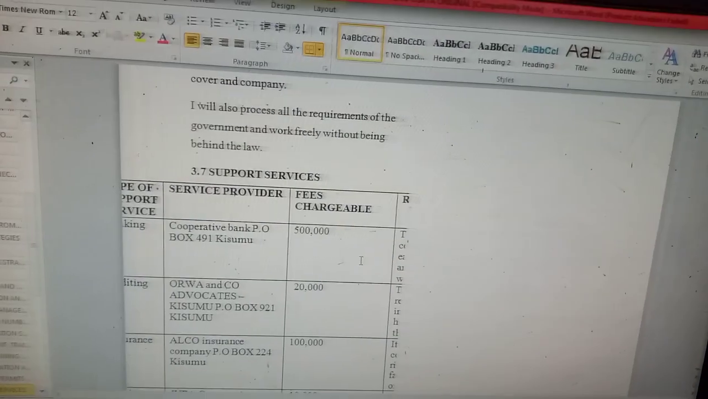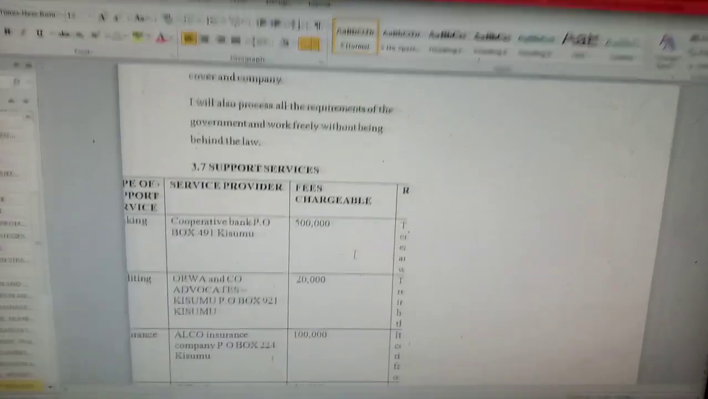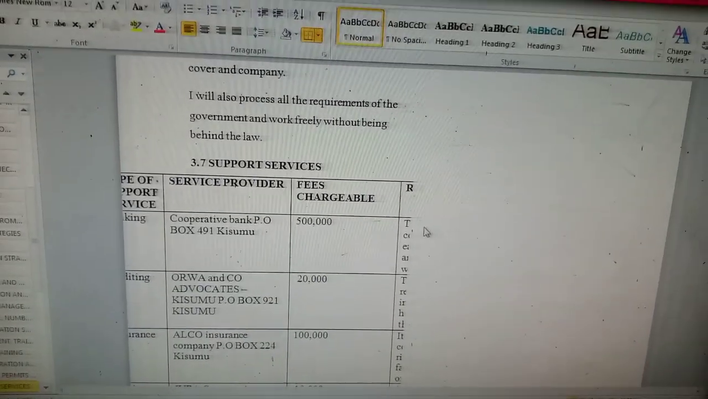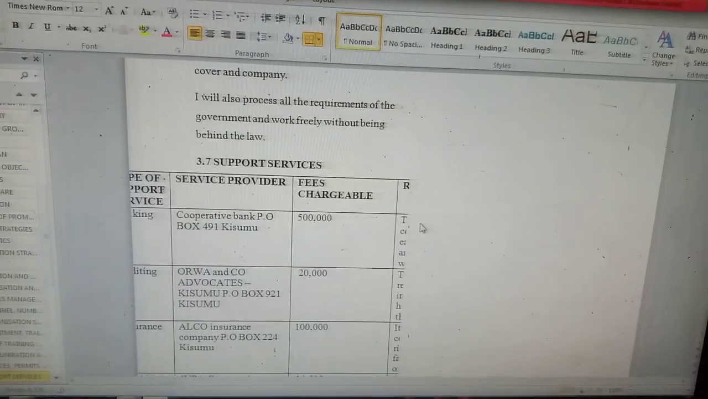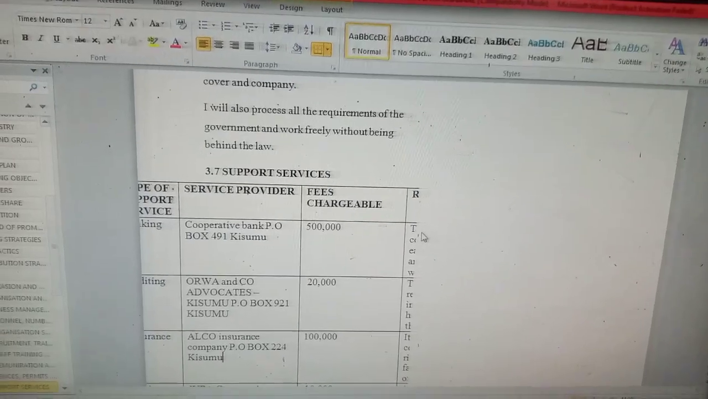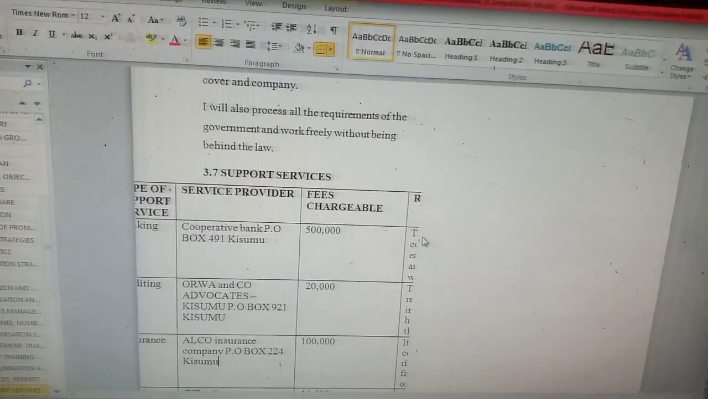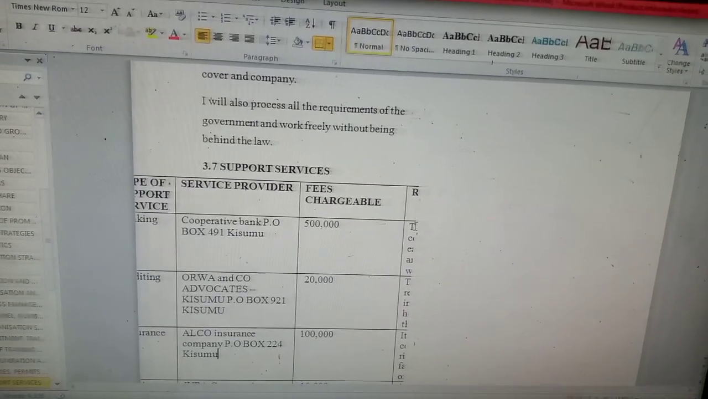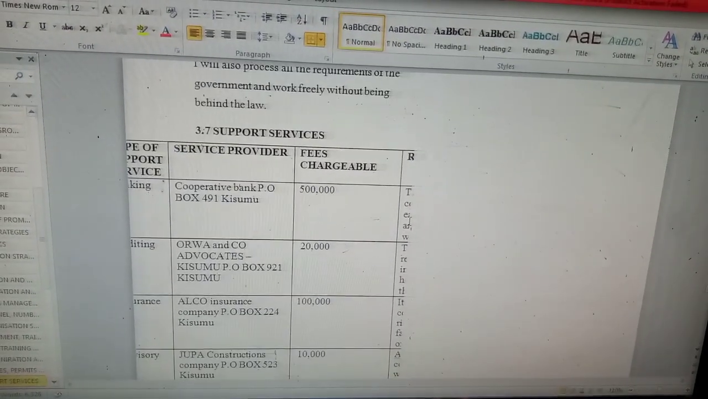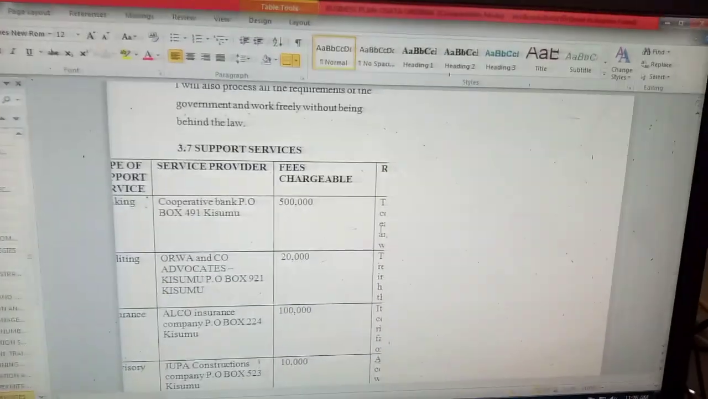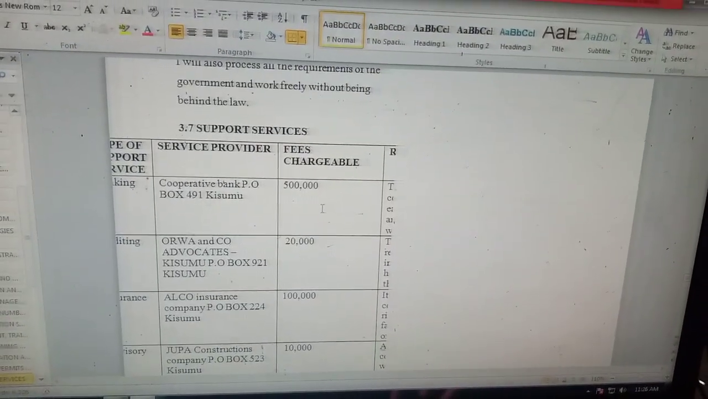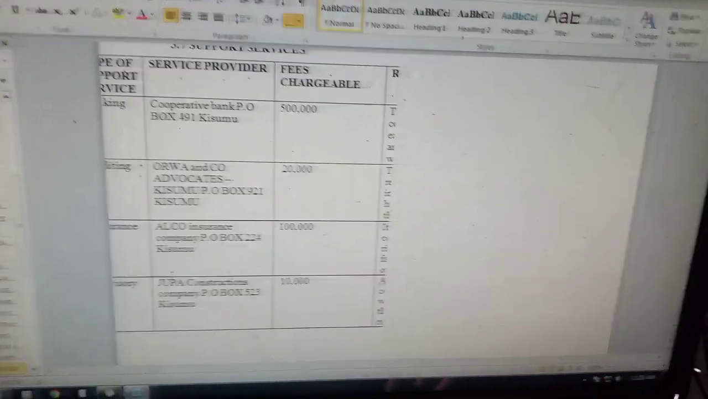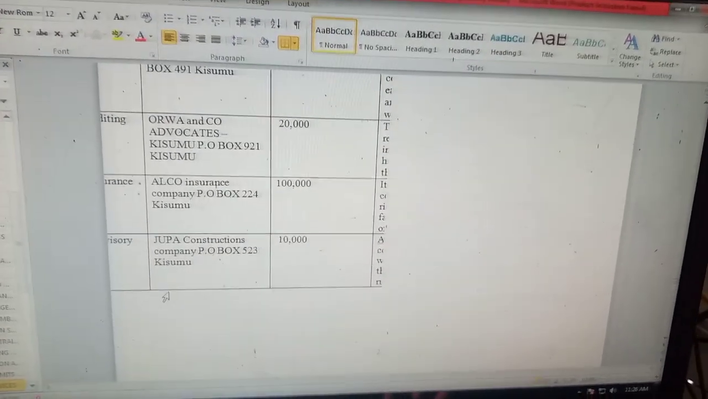So the support services, like the banks you will trade with. Remember, when you are doing a business, you may decide to create a bank account so that the money you are transacting, you may transact through the bank. You must have an insurance agency you are insured with. You must have various people, the advisory team can be various organizations.